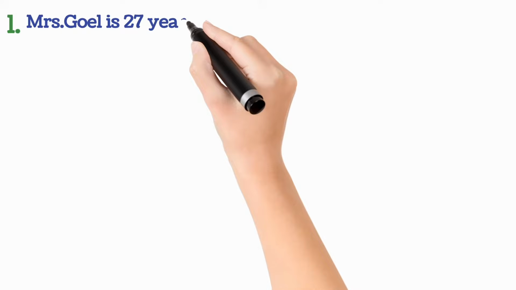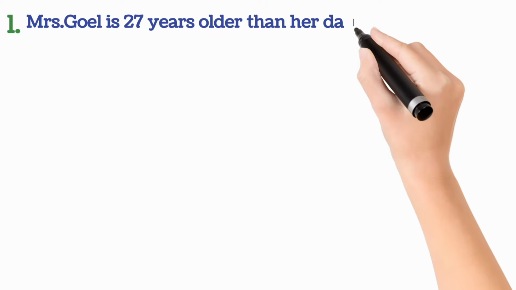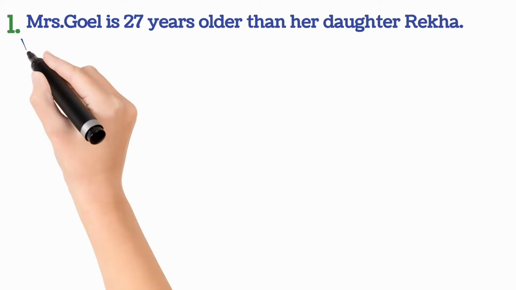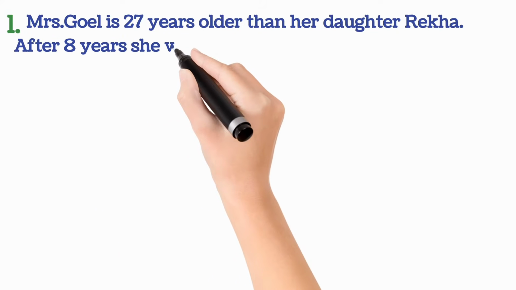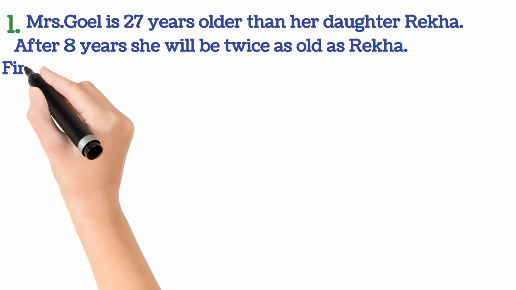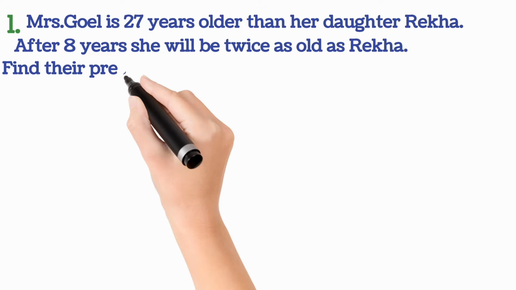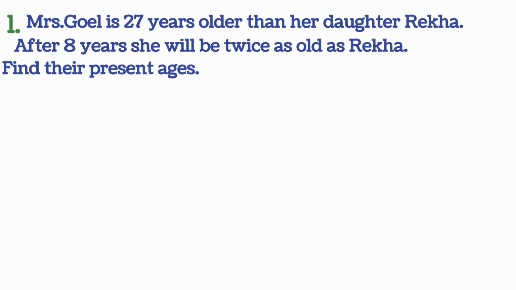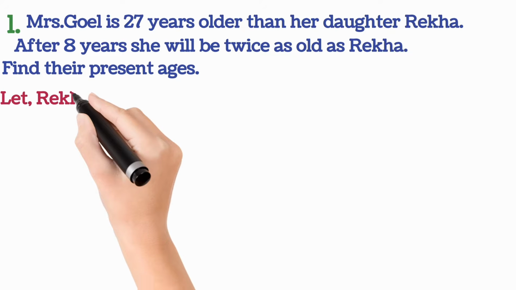First, question number 1. Mrs. Goel is 27 years older than her daughter Rekha. After 8 years, she will be twice as old as Rekha. Find their present ages. We don't know Rekha's age now, so we will take it as a variable. Let Rekha's present age be x.